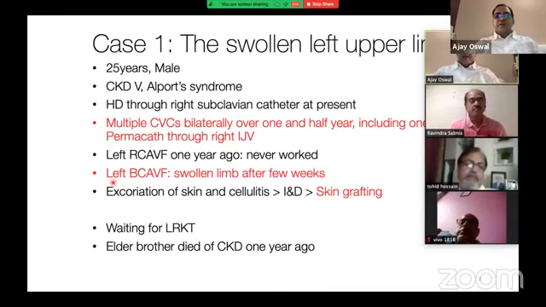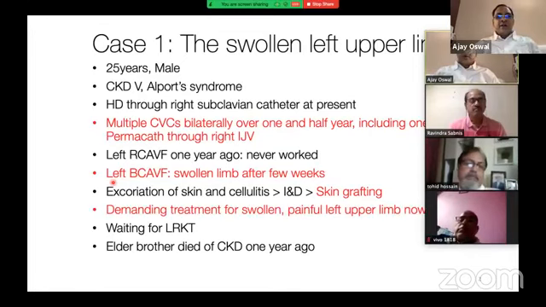At this point, this patient came to us demanding treatment for his swollen, painful left upper limb, with the condition that if we get rid of this swollen limb, he will get his transplant at our center. So Professor Sabnis, this is a very nice enticement. He says, get rid of this swollen limb, I'll get transplant at your center. So over to you.